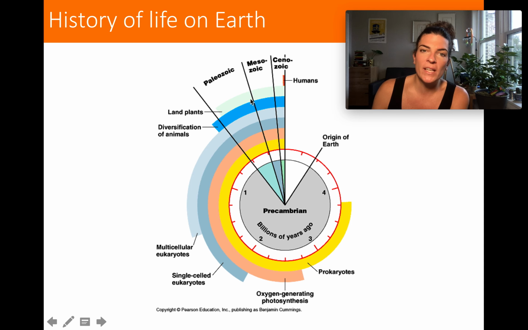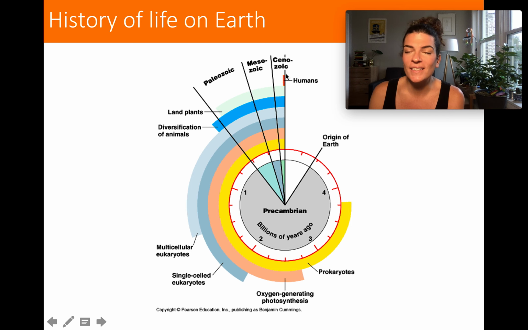So then you have land plants, and you have the diversification of animals, and then finally in the 59th minute of the 11th hour, you get humans. So we're very young in terms of the history of all life on Earth. Humans have existed for a very, very small sliver of that time.